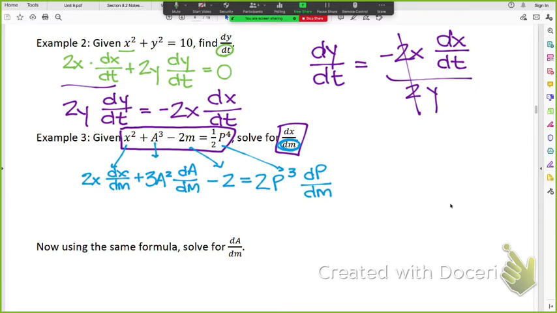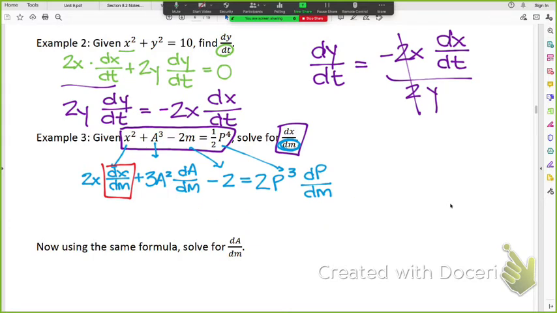What are we solving for? dx dm, the first one. Just move everything else over. So move the other things over, and then divide it. The first thing that I would move is the 2 and that at the same time.